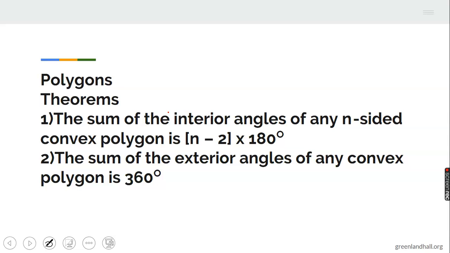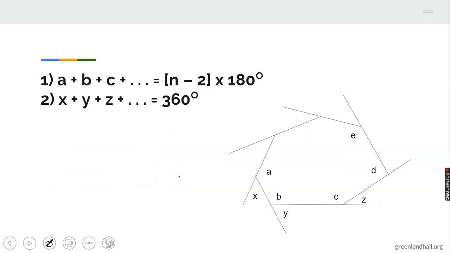Now for polygons. The sum of the interior angles of any n-sided convex polygon is n minus 2 times 180 degrees. The second one is the sum of the exterior angles of any convex polygon is 360 degrees. That means you are going around like in a circle. And this is the diagram.